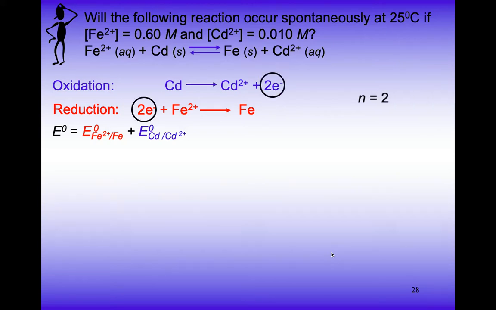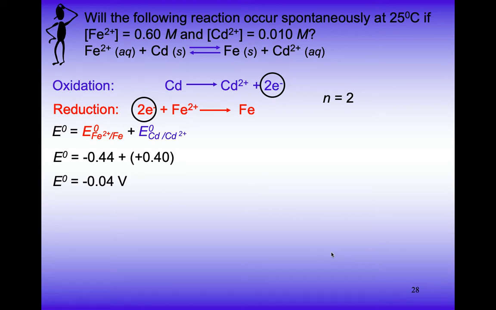So when we find the cell potential, n is equal to 2 because we have 2 electrons being transferred. We have negative 0.44 volts plus a positive 0.40 volts because we had to flip that one to the oxidation. And we get an overall cell potential of negative 0.04 volts. So it's non-spontaneous in the direction written; a very small negative voltage would be produced. Now, this would be if we had 1 molar of each of our solutions, but we don't. We have 0.60 molar of the iron 2+ and 0.01 molar of the cadmium.